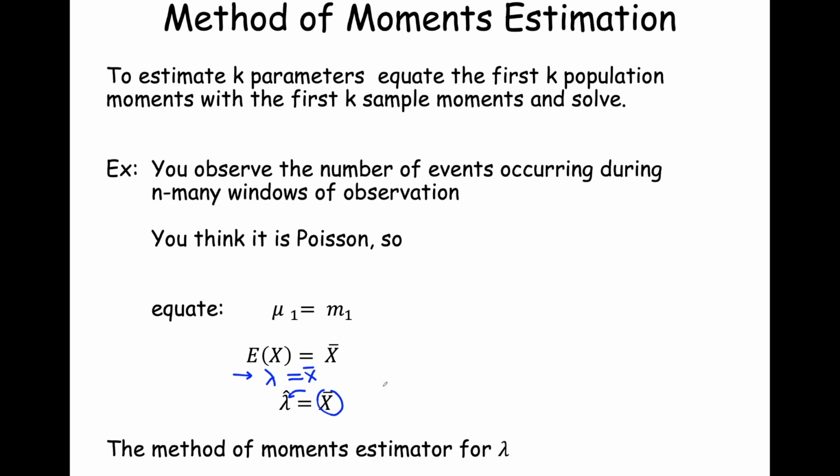So what does this mean? It means that if we want to replace this unknown population parameter from observations, we can do that with x bar, and it's going to be a good replacement.